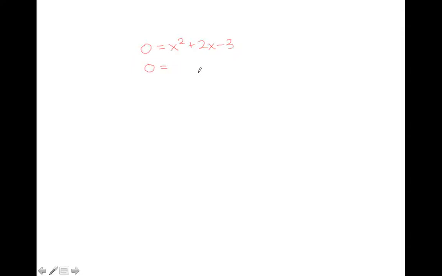Okay, so I'm going to say what multiplies to get negative 3 and adds to get 2. So that would be x plus 3 times x minus 1. Okay, now zero product property, so 2 problems and 2 answers. 0 equals x plus 3, and then separately 0 equals x minus 1, and solve both of those. Okay, so 2 answers to this one.